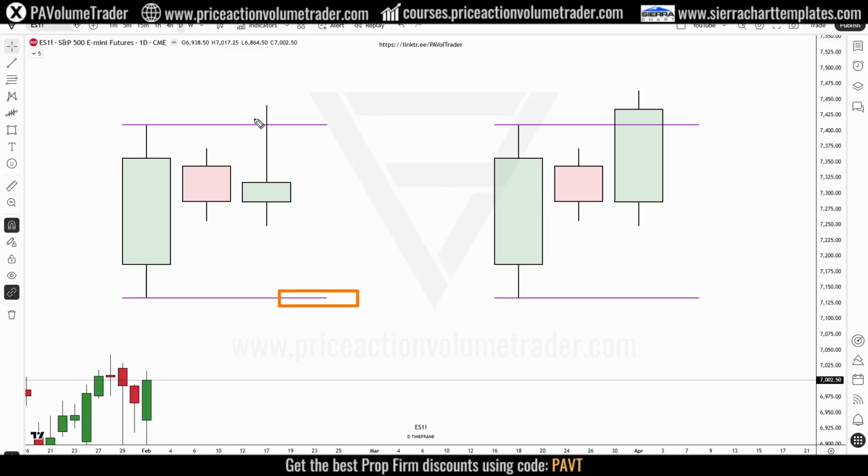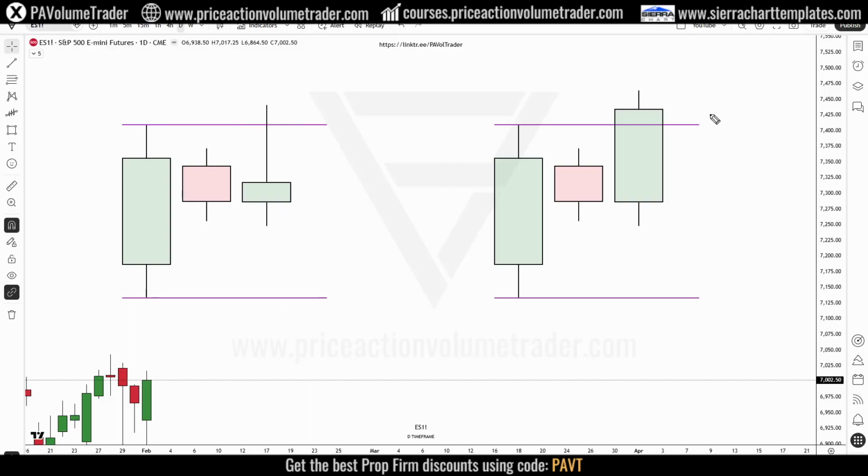Basically, what this indicates is we took liquidity, we had a false breakout, and now we're looking at potentially trapped aggressive buyers at the top here, trying to chase the trend, and we're now looking for a move to the bottom side of the inside day pattern that we're following.